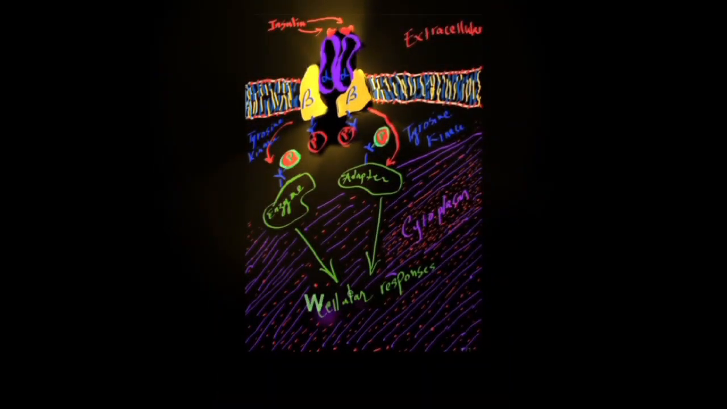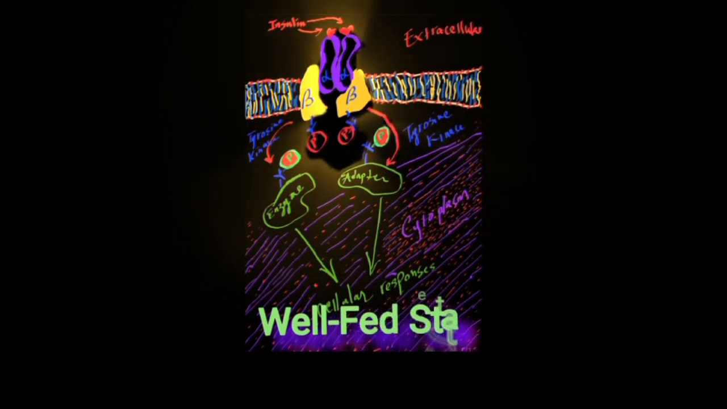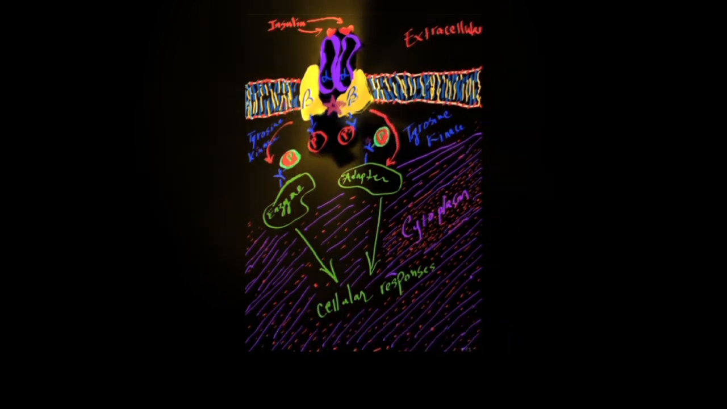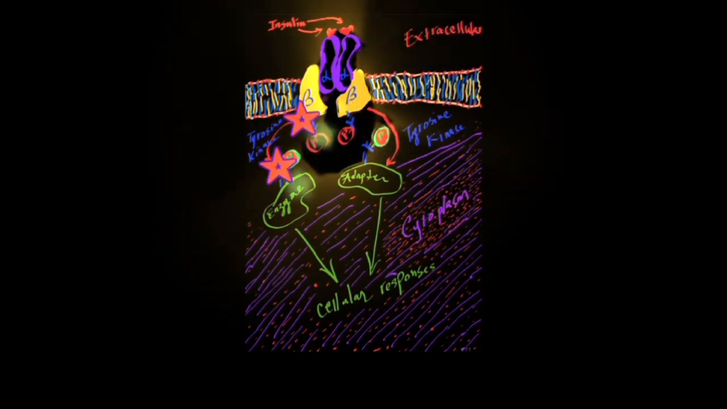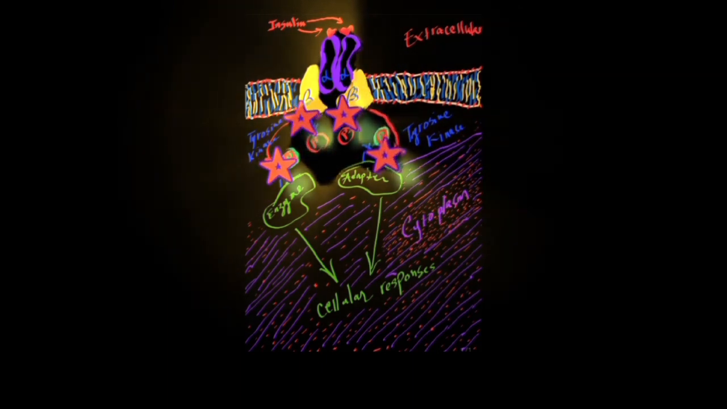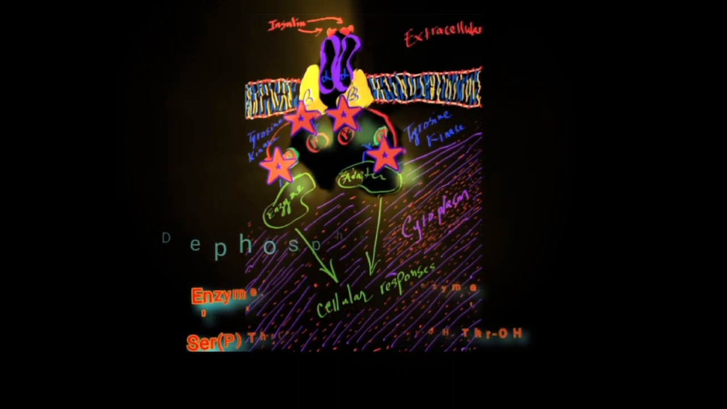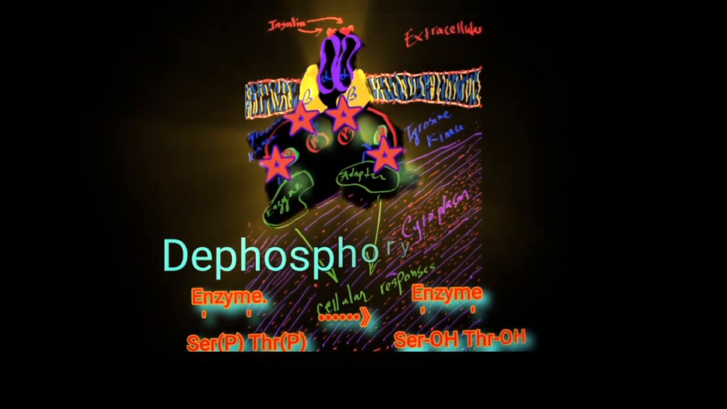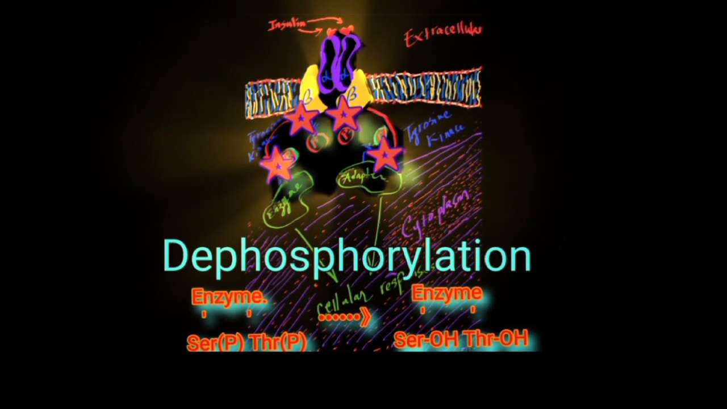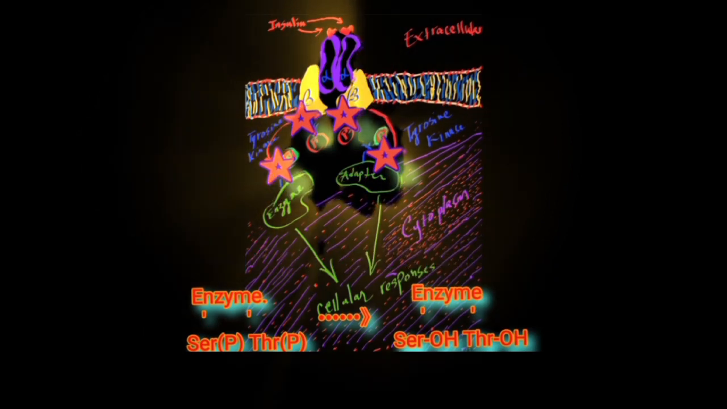In the well-fed state, insulin rise in the plasma can reverse the effects on the phosphorylation status of specific enzymes by activating a phosphoprotein phosphatase, which will remove specific phosphates from serine and threonine residues that were previously added by protein kinase A or PKA in the fasting state.